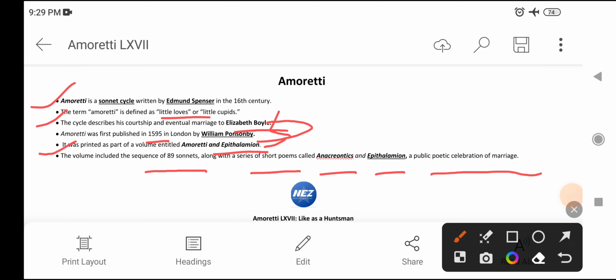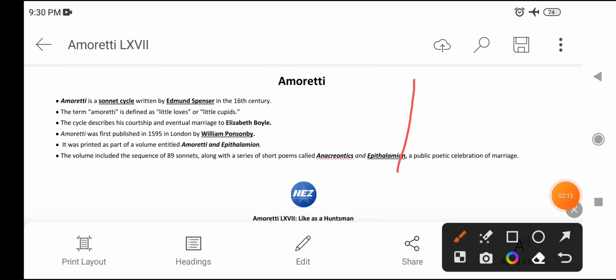Now we will discuss the poem, Amoretti poem number 67, the title of which is Like as the Huntsman, written by Edmund Spenser. First we understand the difference between the Spenserian sonnet and the Shakespearean sonnet.